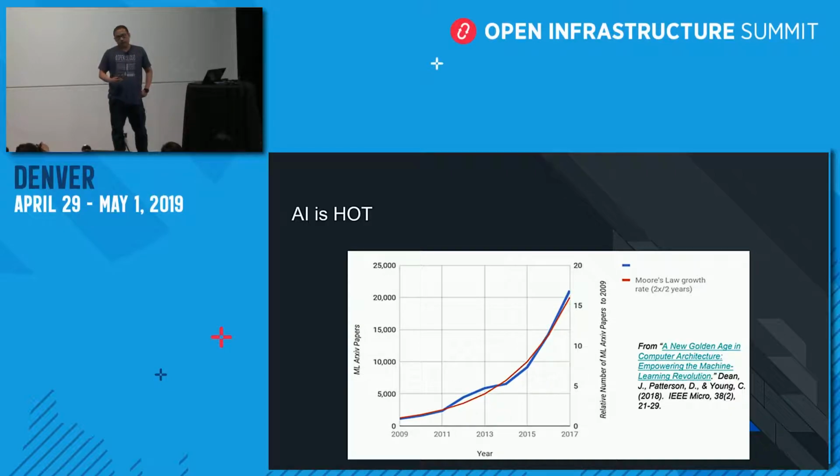Look at this graph here. The red line represents the trend of Moore's law over the last decade. Can anyone take a wild guess on what this blue line represents? Just guess. All right, the blue line is the number of papers that have been published over the last decade on AI and machine learning. That tells you how hot AI is and how rapidly it has grown since then.